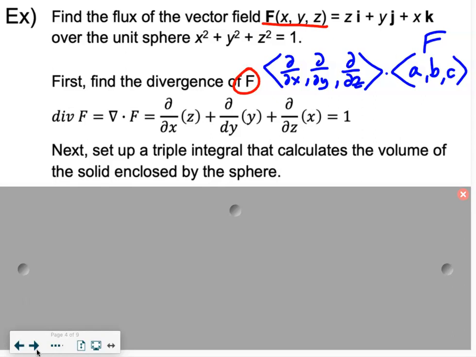Okay, well, what does theta have to go from? 0 to 2 pi, right? Phi, remember, is going to be here to here, so it's going to be 0 to pi, right? And then rho is the radius of your sphere, so 0 to 1. Easy peasy. But you have an integrand. It's just rho squared times sine phi.